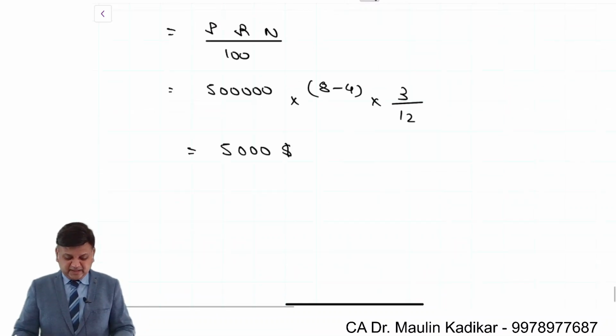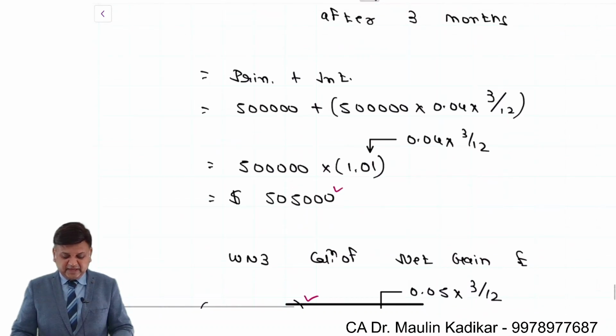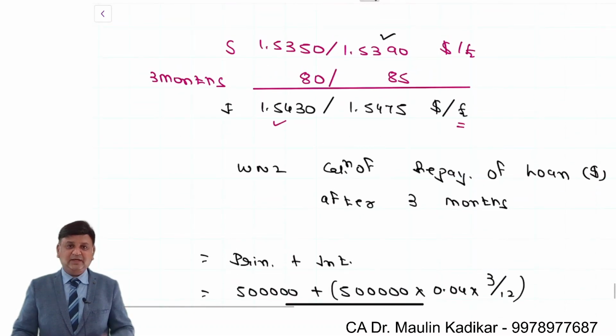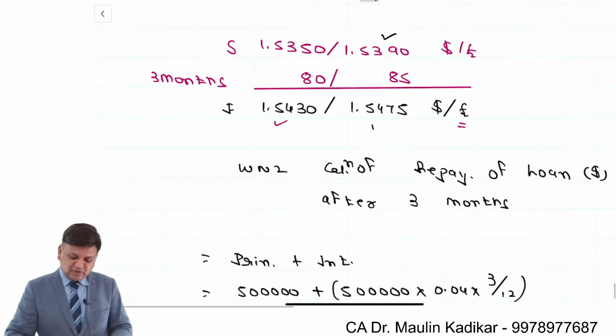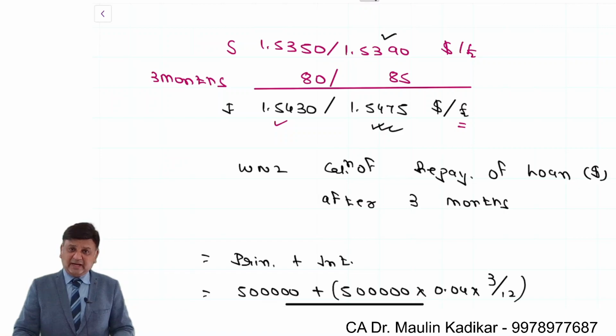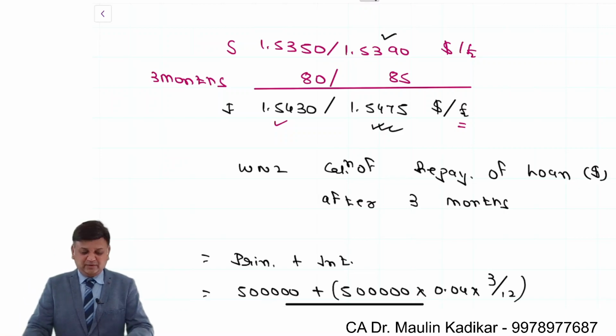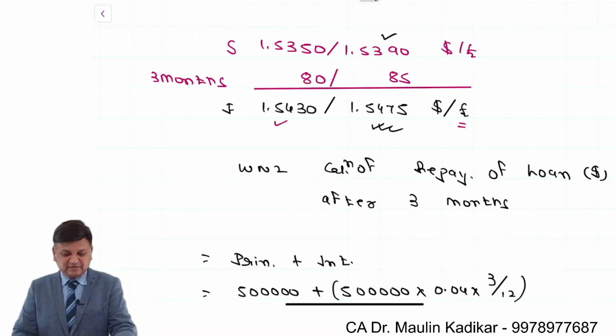No problem. I'll convert that. We already have the forward exchange rate. Sell of dollars and purchase of pound. So we understand that a larger amount of dollar is required to be paid to convert into pound. So 1.5475.